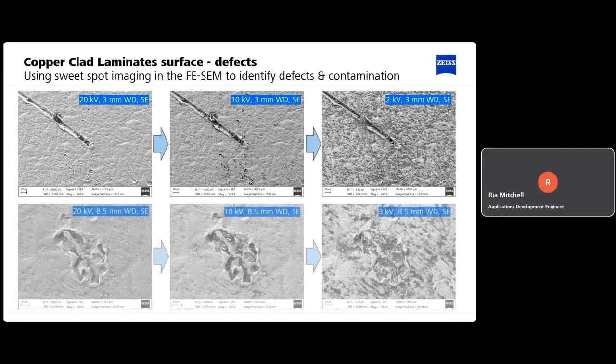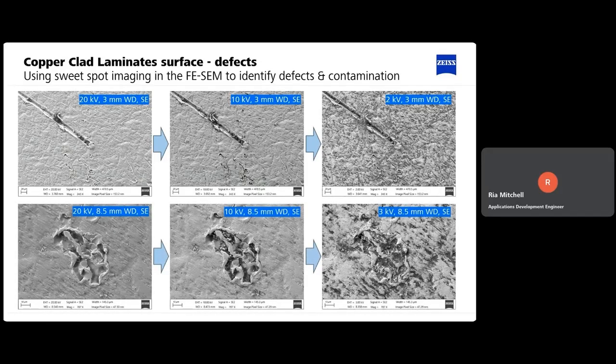We can see the same for this example as well. So these images were taken of this defect notch on the surface at a slightly longer working distance, but at the similar 20, 10, and 3 kV. So this again shows how choosing the correct imaging parameters brings out different aspects of the surface of samples, depending on what it is that we're interested in.